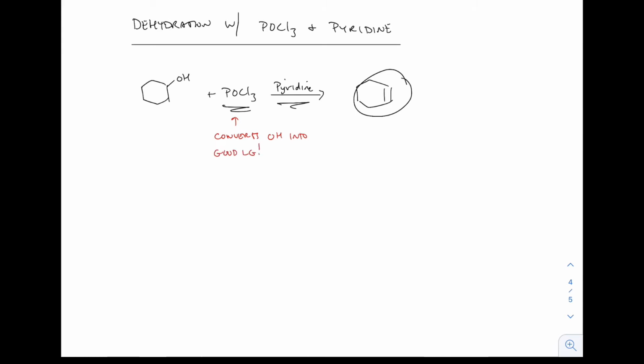Okay, and we'll see other things that might look similar to POCl3 later, and so we just want to make sure that we understand the formula specifically, and it looks like this.